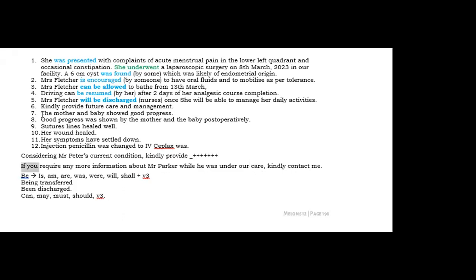kindly contact me. Some people write, last thing, if you require any more queries. Please go through this one. Do you find anything wrong with the word queries? If you require some queries, it means you can just order some queries, 10 queries, 20 queries, 1 kilogram of queries. So require plus queries will never come together.